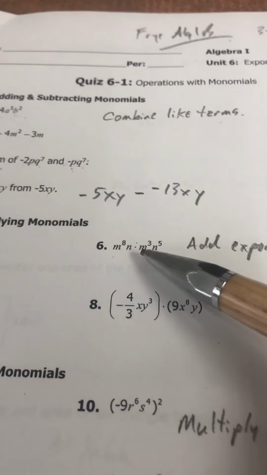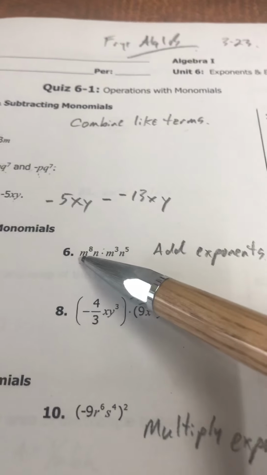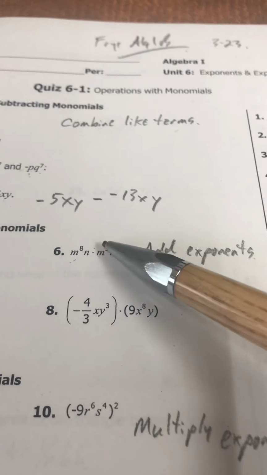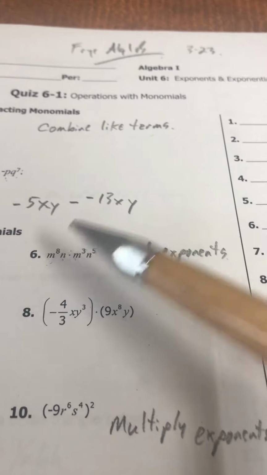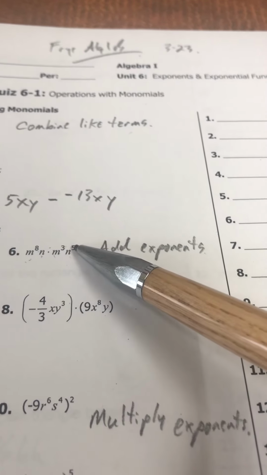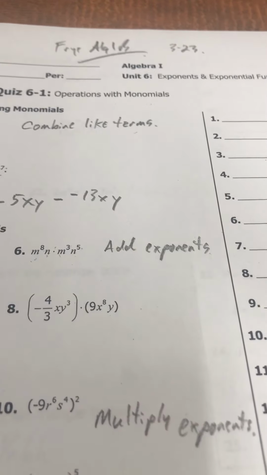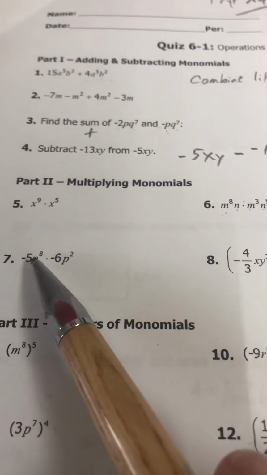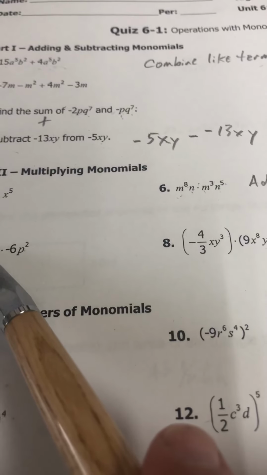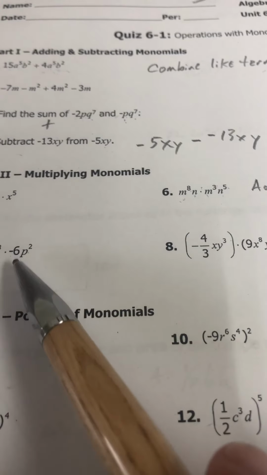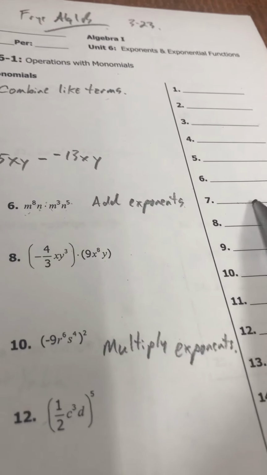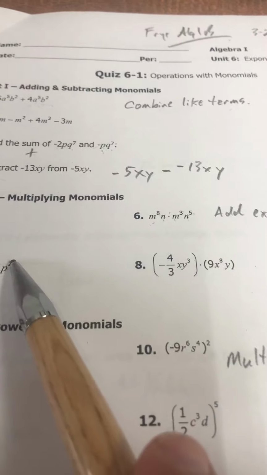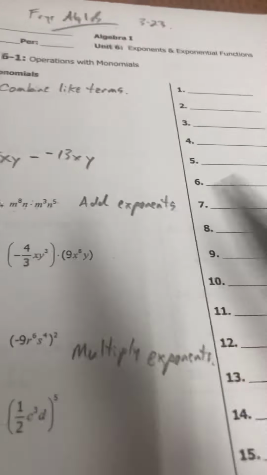Number 6, you're just going to put your m, and then add 8 plus 3, so that's your new exponent, and then take your n and 5 plus 1 in your answer. Okay, we're going to multiply the negative 5 and the negative 6. Put that answer over there in number 7. Then you're going to put a p, and 8 plus 2 is going to be your new exponent.